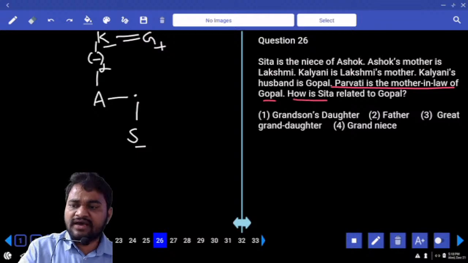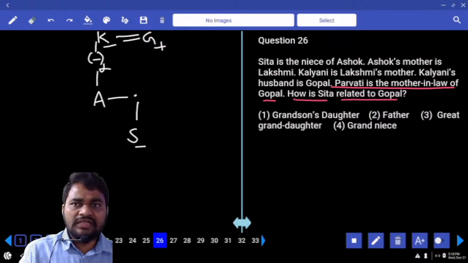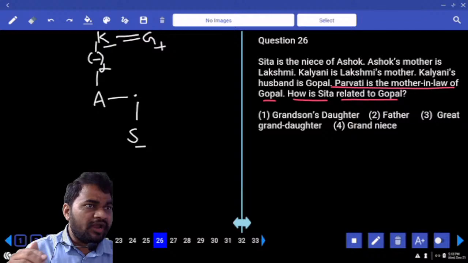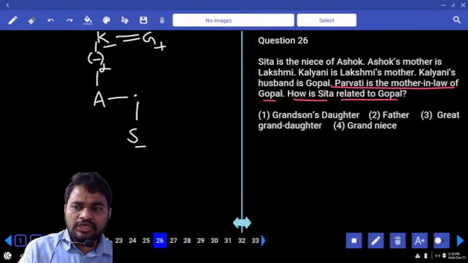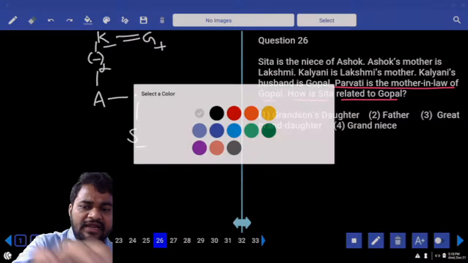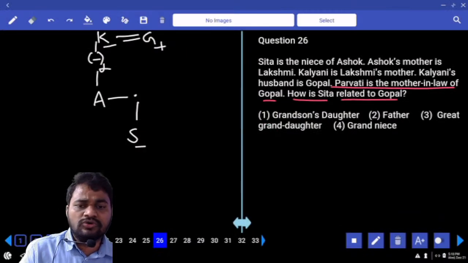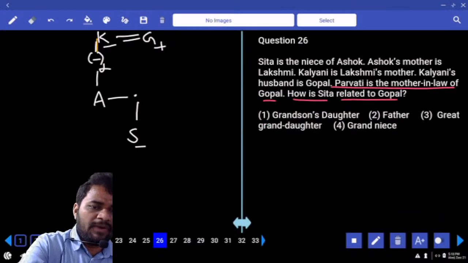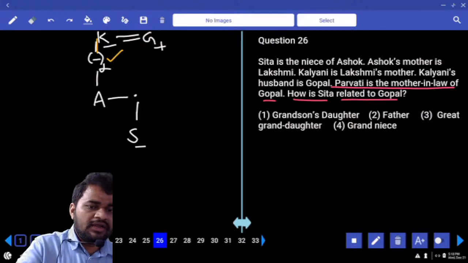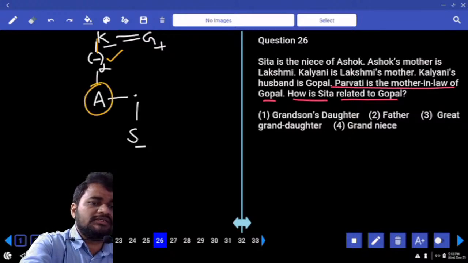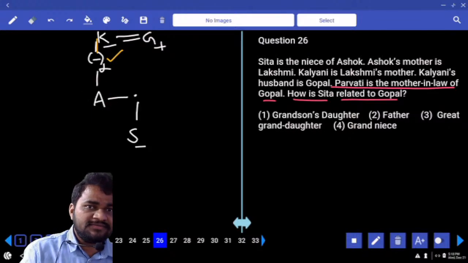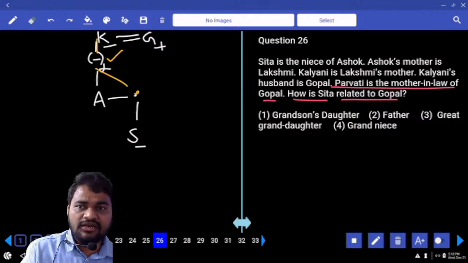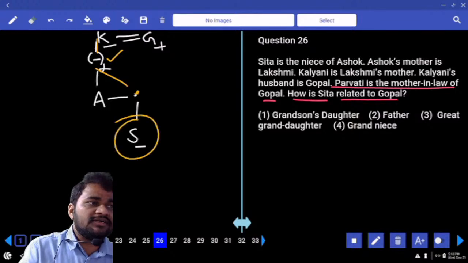How is Sita related to Gopal? To answer this question, I don't have to place Parvati. So how is Sita related to Gopal? To Gopal, Gopal's daughter's son, grandson's sibling is also grandchild's daughter.